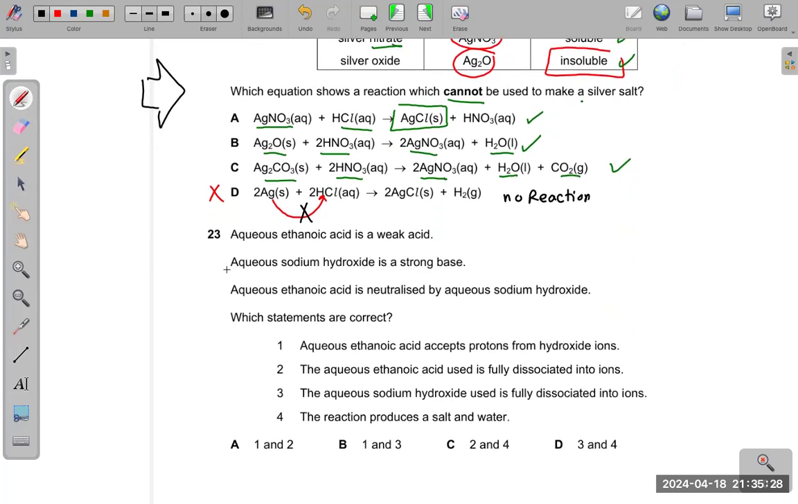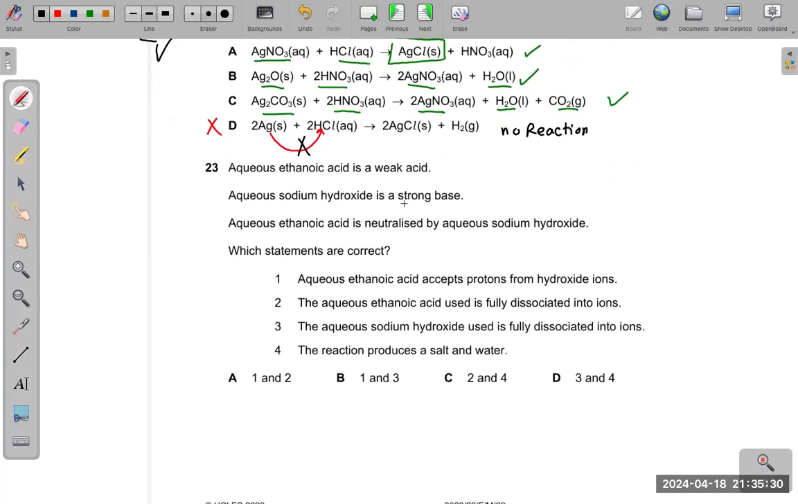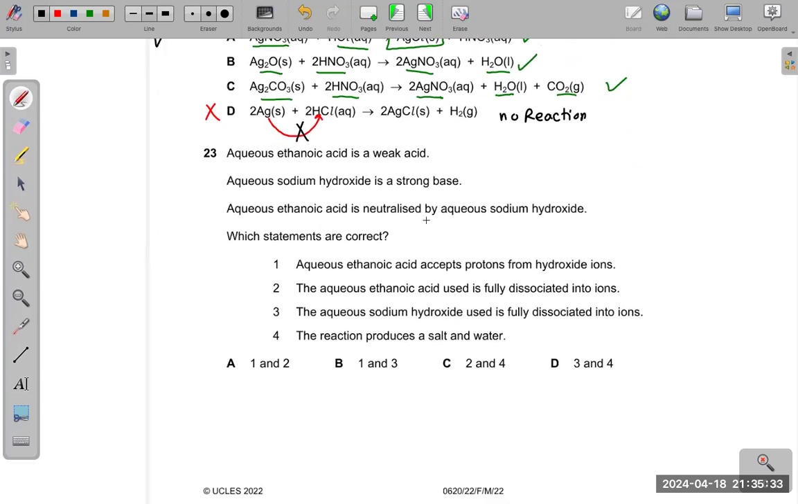Aqueous ethanoic acid is a weak acid. Aqueous sodium hydroxide is a strong base. Aqueous ethanoic acid is neutralized by aqueous sodium hydroxide. Which statements are correct? When I put the sodium hydroxide with the ethanoic acid, CH3COOH. Aqueous ethanoic acid accepts a proton from the hydroxide. Sir, this is a base and this is an acid. The acid accepts a proton? No, of course that's wrong. The acid donates a proton, not accepts a proton.